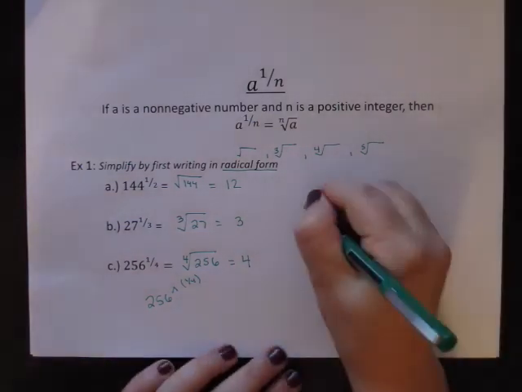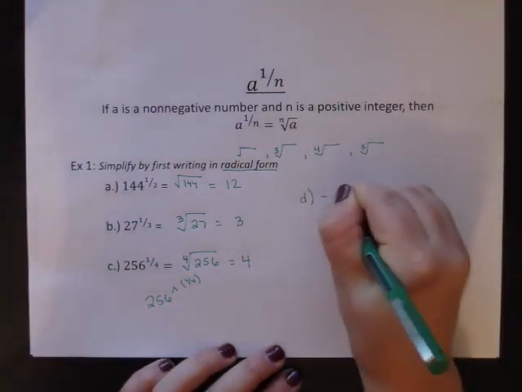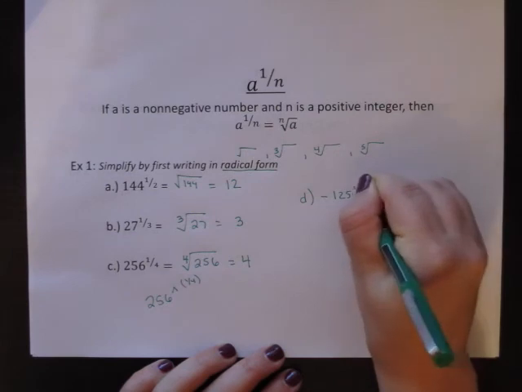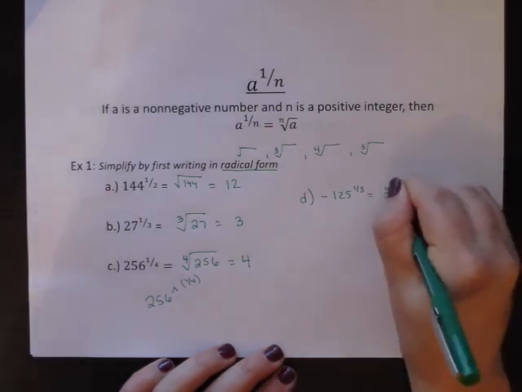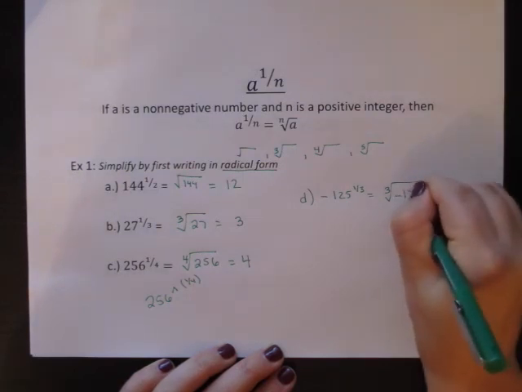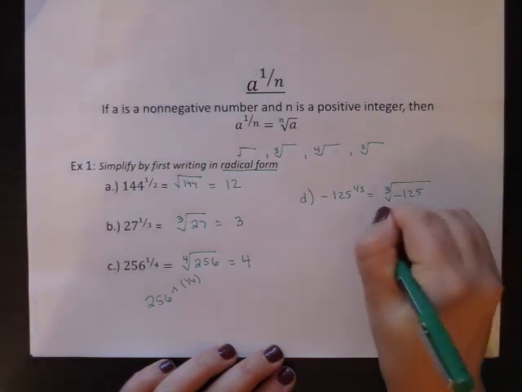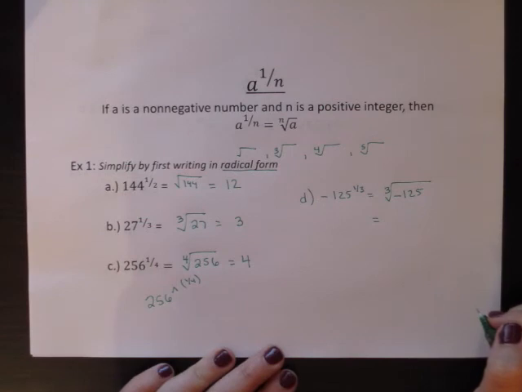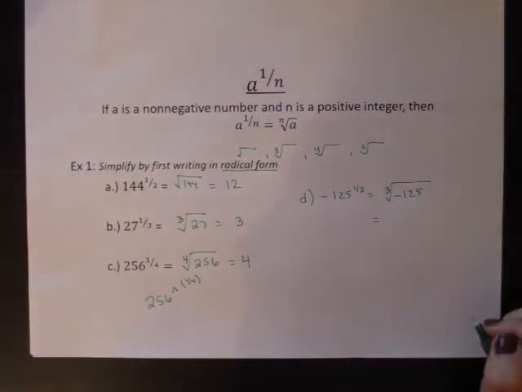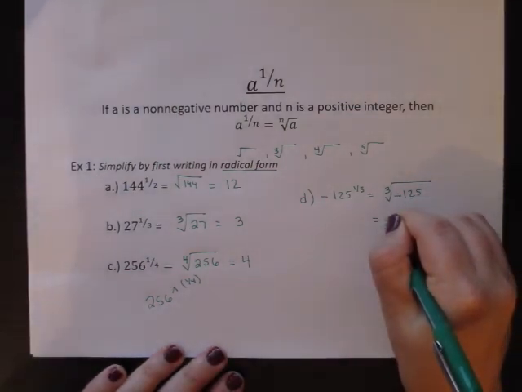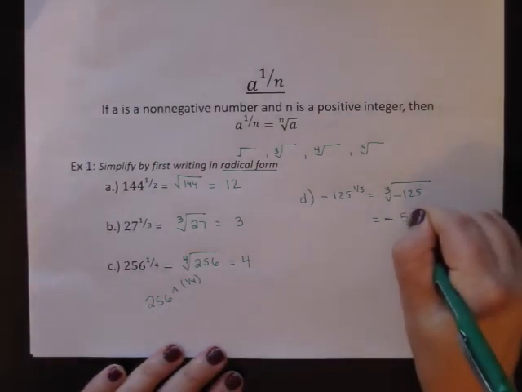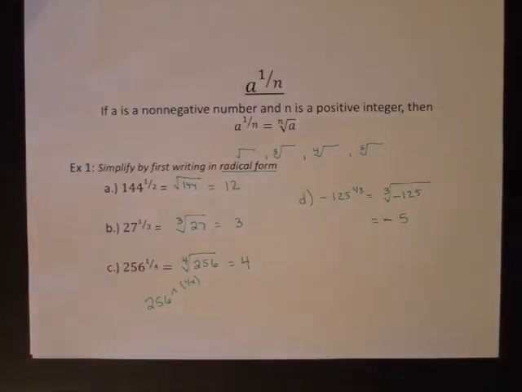Now, here's another one. For D, it says negative 125 raised to the 1/3. If I put it in radical form, that's going to be the cube root of negative 125. Okay, and the cube root of negative 125 is going to be negative 5, because 125 is a perfect cube.